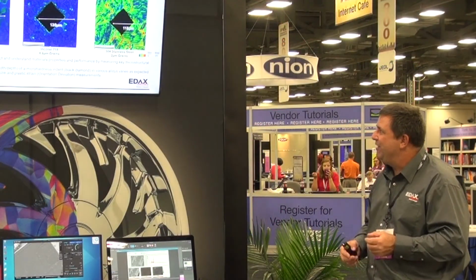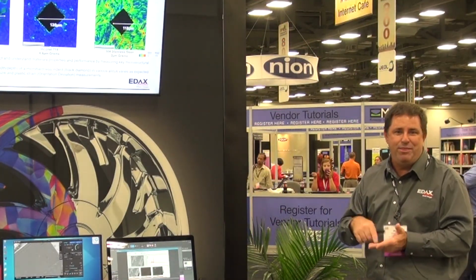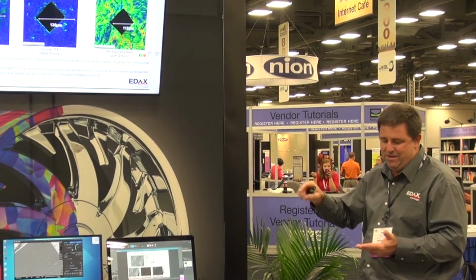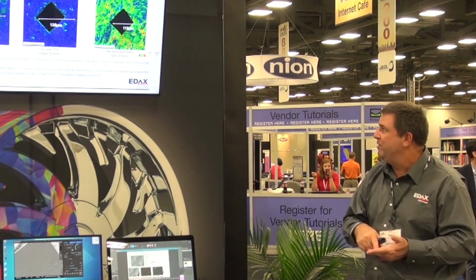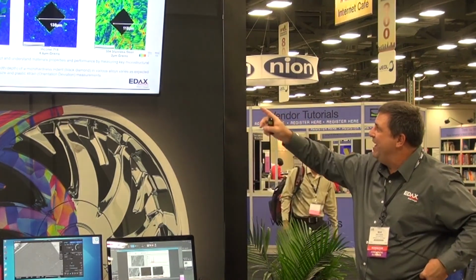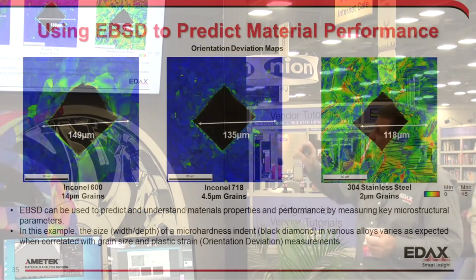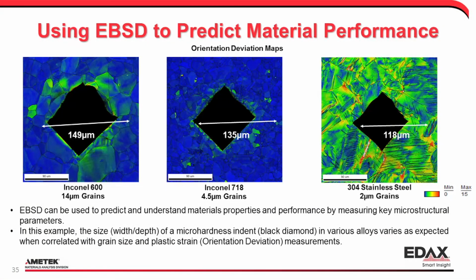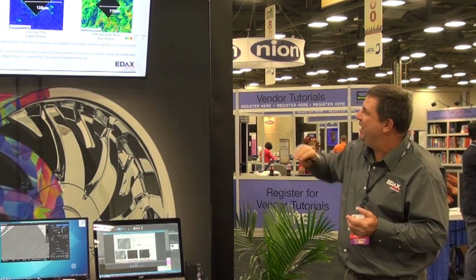This is an example I like. This is indenting a sample and thinking of what factors microstructurally can affect the indentation response. I took an indenter and indented it into three different materials. The one on the left is a nickel superalloy with 14 micron grains. We indent it, and the indent width is about 150 microns. In that image, the blue area is a low stress, low strain, low deformation area. As the colors warm up, we see the deformation induced by the indenter. We'll use that as a baseline.